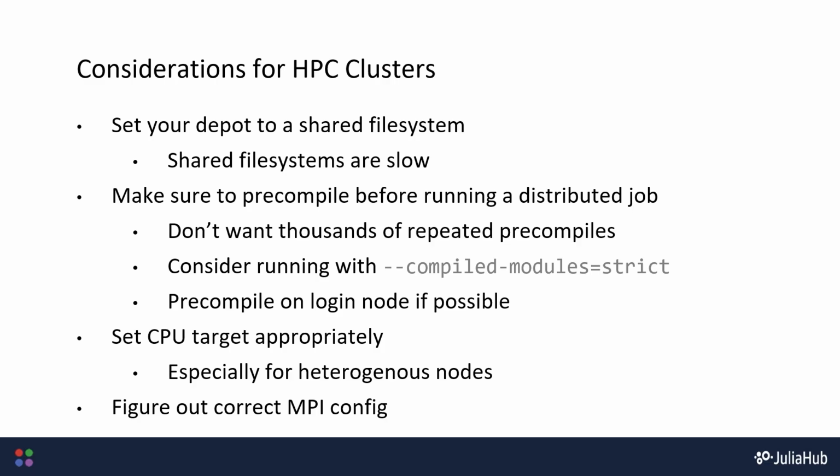So they should be picking up the code and the compiled code from a single place. So you should set up a depot on a shared file system. Typically, shared file systems are slow on clusters, so try to find the fastest one, maybe a temp. Sometimes the temp shared systems are faster than home directories, so try to use that. The important thing on a large cluster is that you should always precompile before you run your job.